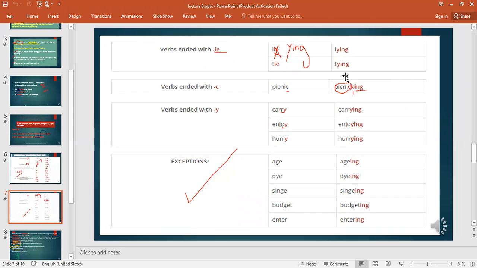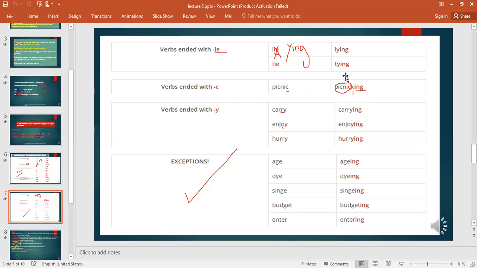So these are also two very important rules. Verbs that end with IE, you drop the IE and add Y instead, then you add ING. Verbs that end with C, like picnic, you add K to the verb and then you add ING. Okay? Now we move to the next rule.